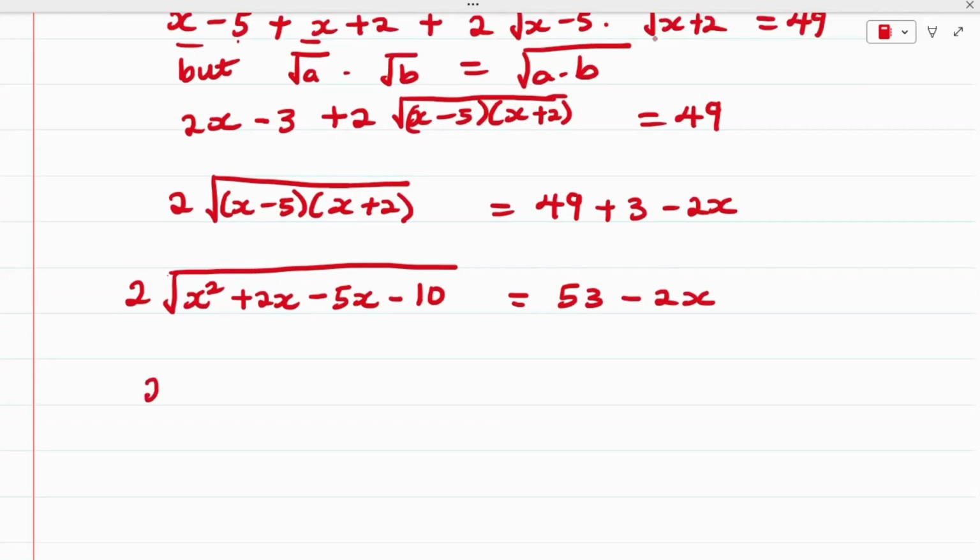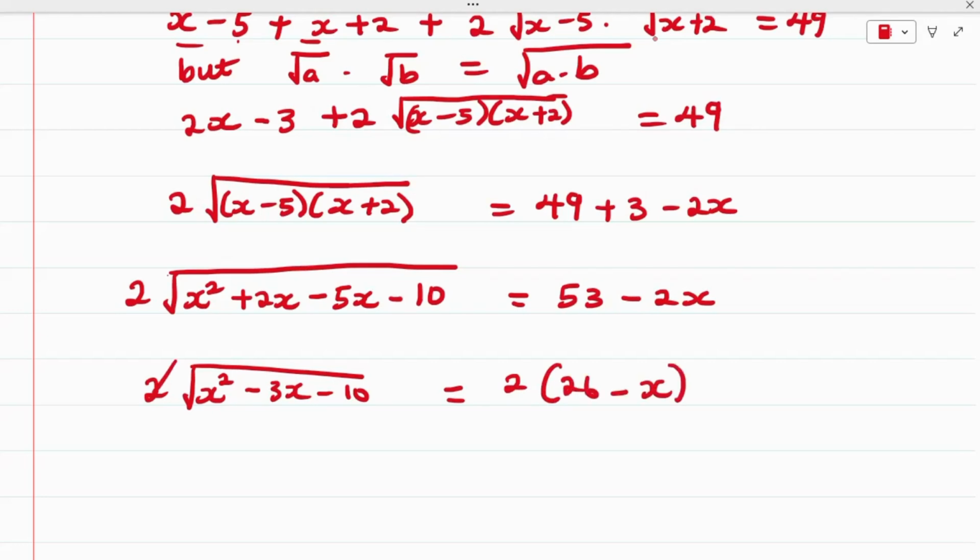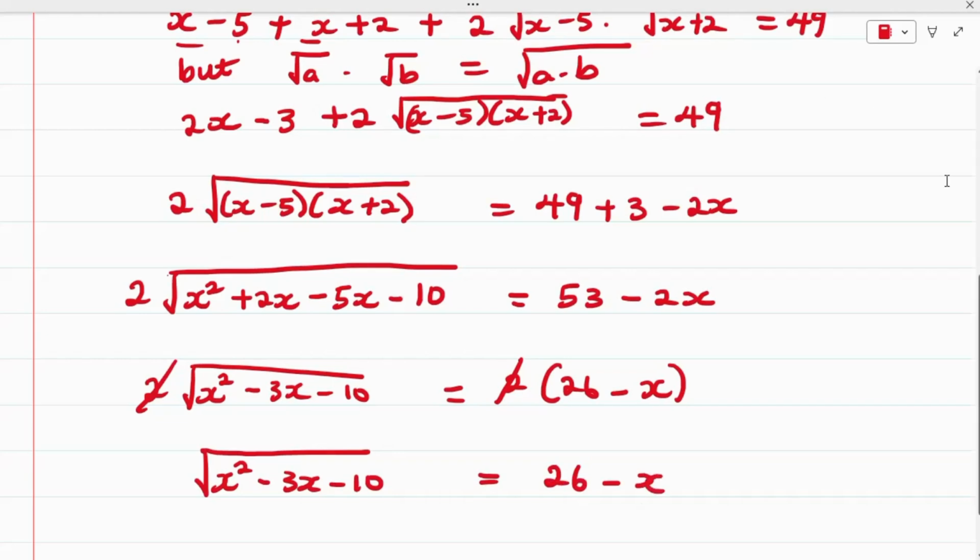So we have 2 multiply the square root of x squared plus 2x minus 5x, which gives us minus 3x, minus 10, and this is equal to, if we factor out 2 from this, 26 minus x right here. So this is going to cancel out this, so we have the square root of x squared minus 3x minus 10 is equal to 26 minus x right here.